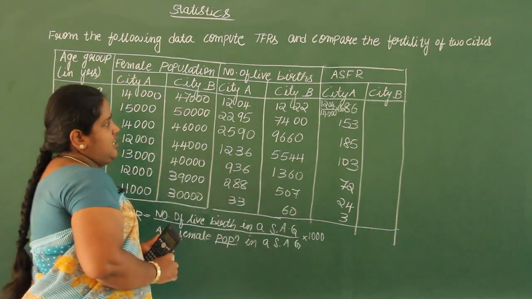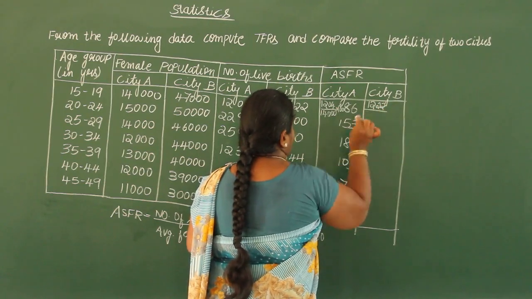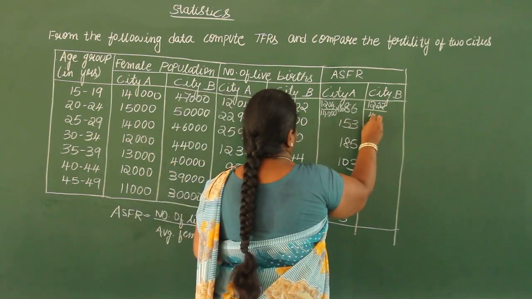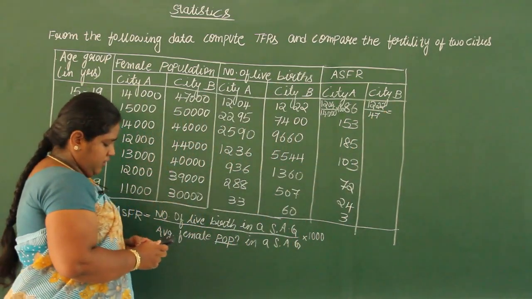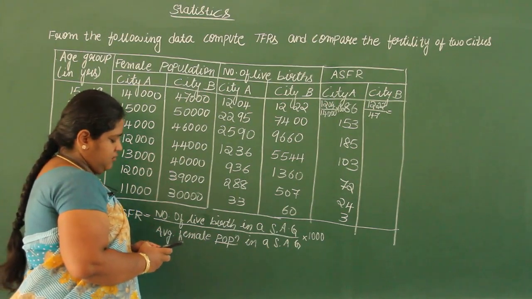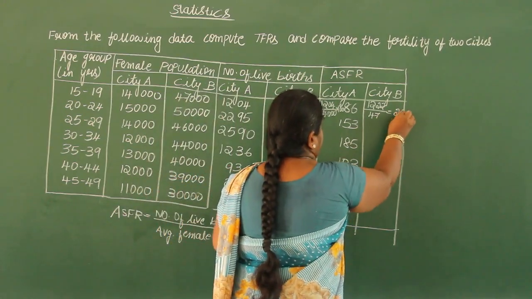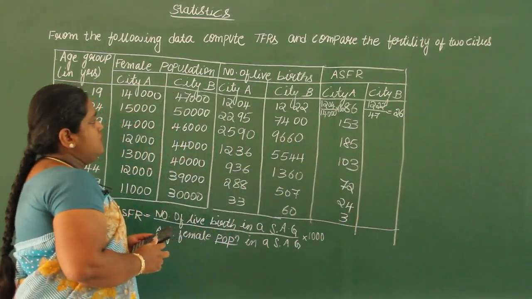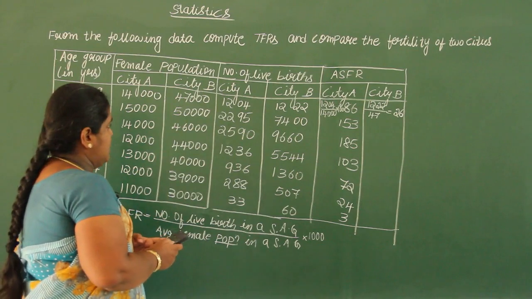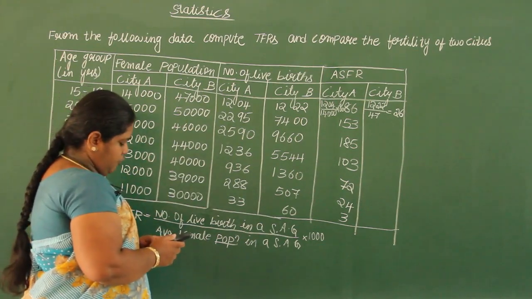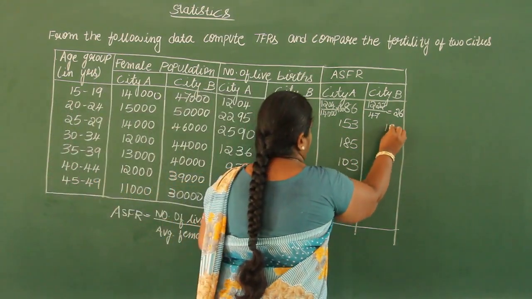Then similarly calculate for city B. Again one step calculation should be shown. 1222 divided by 47,000 into 1000. I have just written 1222 divided by 47, as the 1000 and 1000 get cancelled. So it is enough if you just divide it. So 1222 divided by 47,000 into 1000 will get 26. Next, second one, 7,400 divided by 50,000 into 1000, 148.